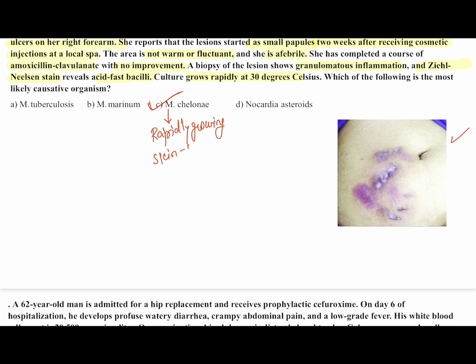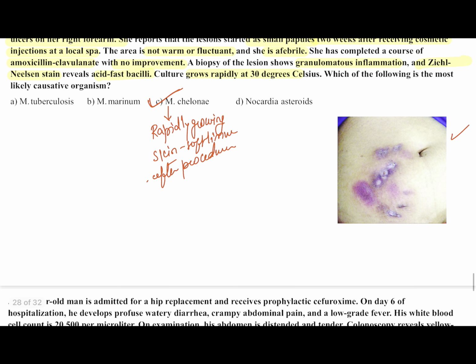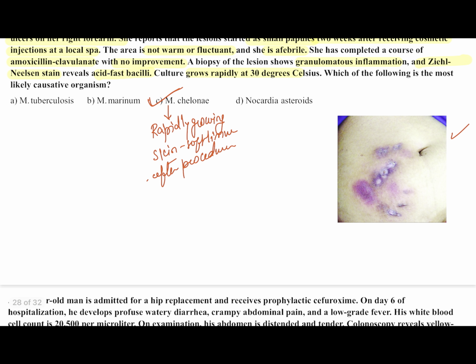They mostly affect skin and soft tissues. Okay, after procedures. Which kind of procedures? Like cosmetic injection, especially in immunocompromised patients. Okay, and they have acid fast bacilli, and they grow at 30 degrees quickly. So then the answer is M. chelonae. This is the presentation you will see in this.